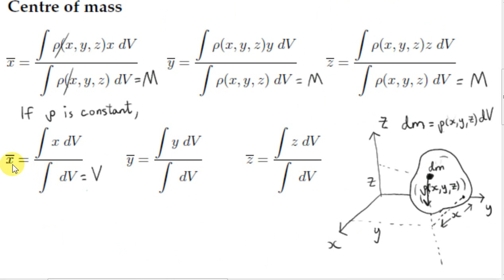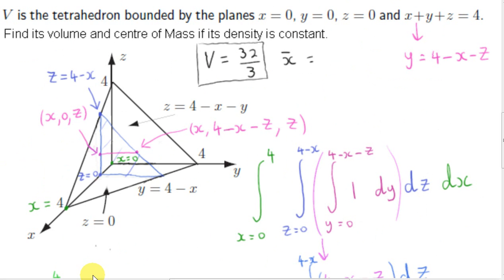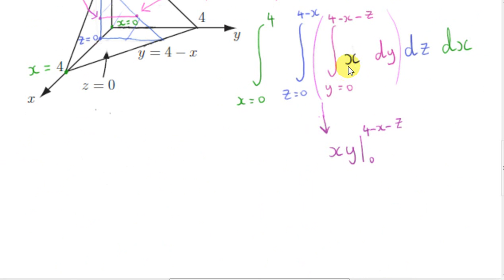Now let's get the center of mass. Let's start by getting the x coordinate of the center of mass. So we have the denominator. We've got the integral of dv, or the volume of the tetrahedron. That's 32 over 3. We have to integrate x with respect to v. So we have to replace this 1 with an x. If we integrate x with respect to y, we get x times y. Okay, and let's plug in our limits.